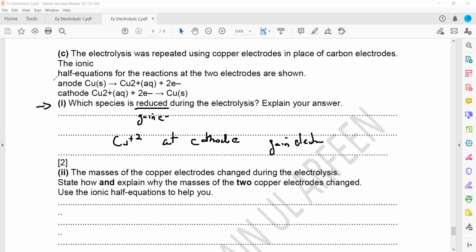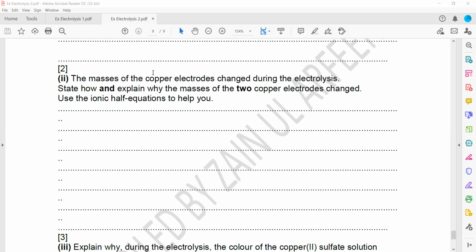The question was, the two equations are given at anode and cathode, and they are asking which species is reduced. The one which is reduced means the one which gains electrons. So copper ions are reduced at the cathode because they gain electrons. And it's 3 marks.